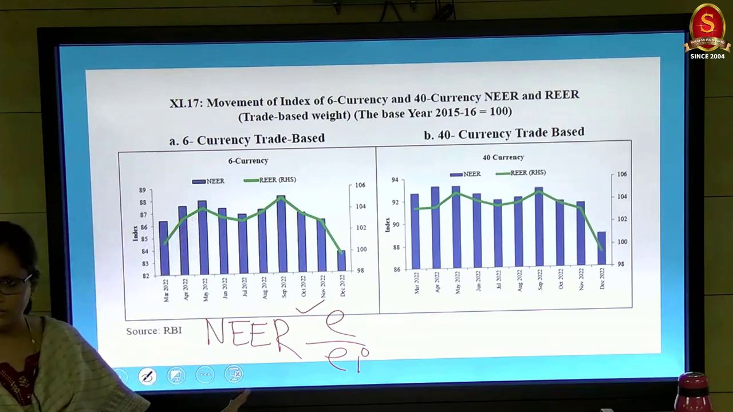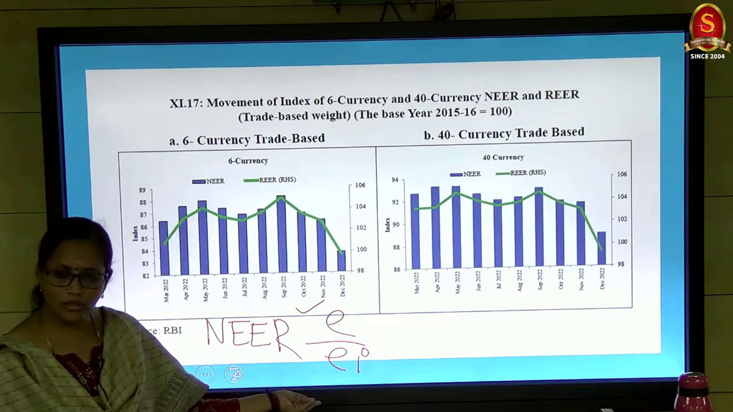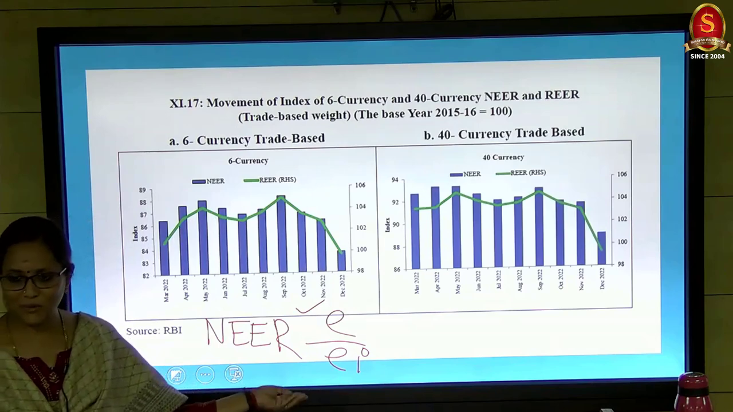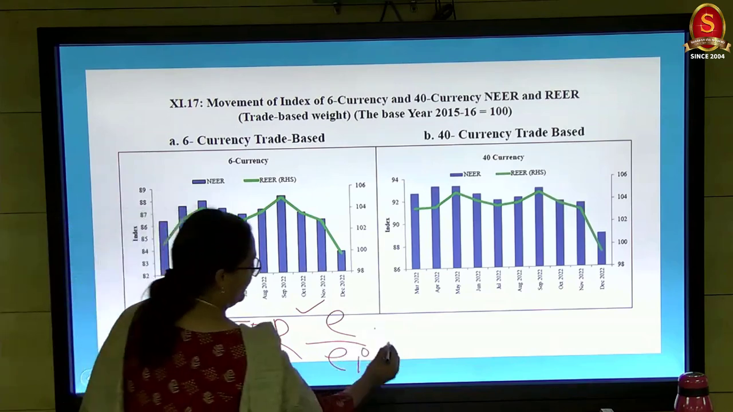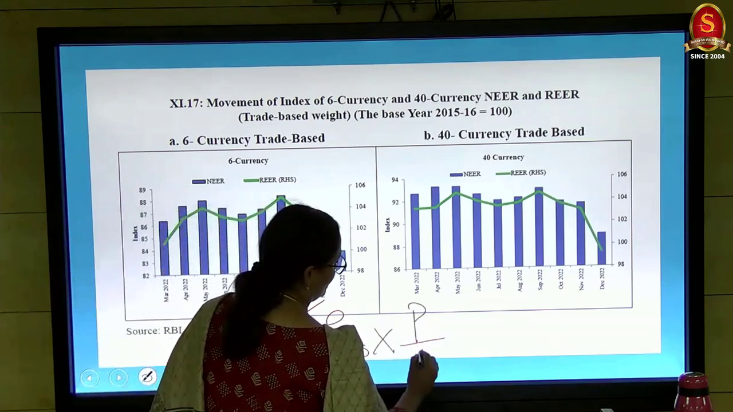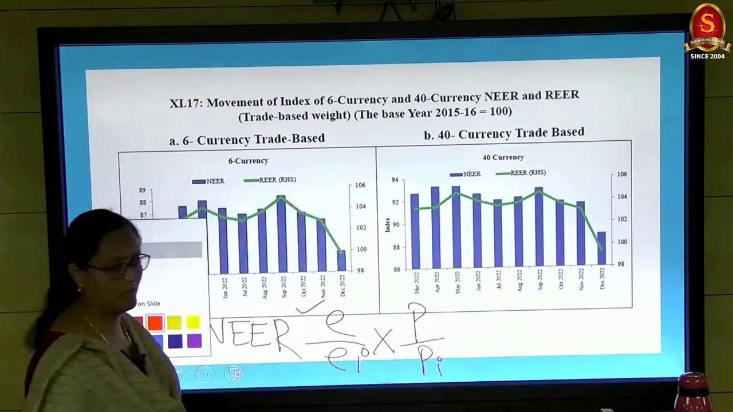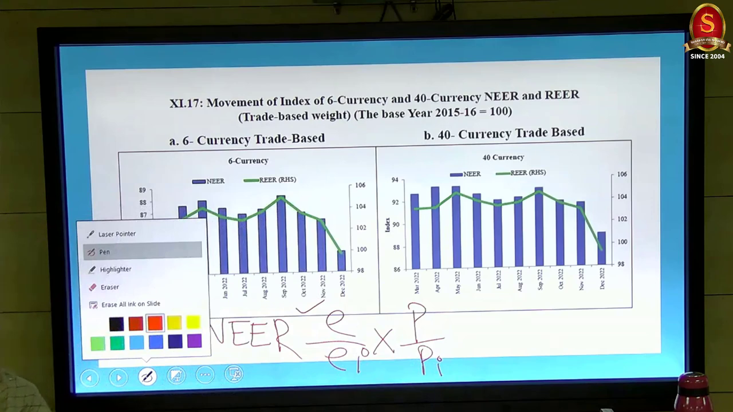Have you understood this? Shall I go a bit further? I'm going to add one more variable into this. Shall I? Right. Now I am going to do this P by P-star. That's nothing but the inflation index of every country. Inflation index of every country. We have our CPI combined as the major nominal anchor, is it not? You're all familiar with the word nominal anchor of inflation.